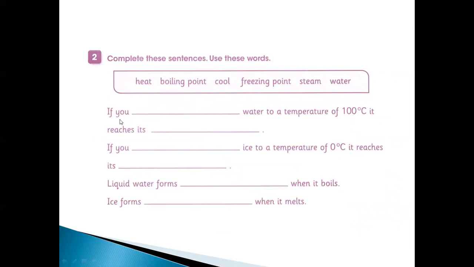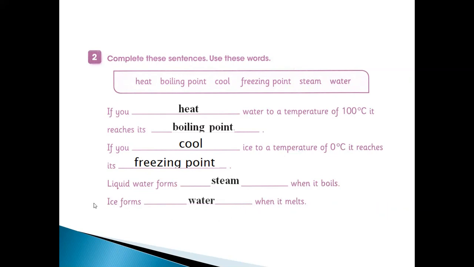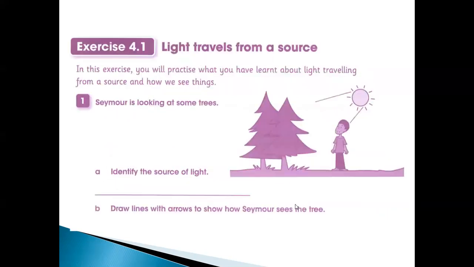Complete these sentences. If you heat water to the temperature of 100, it boils. If you heat water to 100 degrees, it reaches its boiling point. If you cool ice to a temperature of 0, it reaches its freezing point. Liquid water forms steam when it starts boiling, and ice forms water when it melts. Ice changes into water when it is heated up or starts melting.